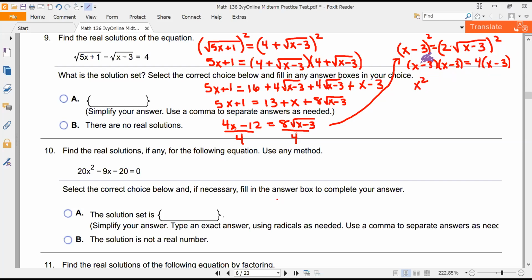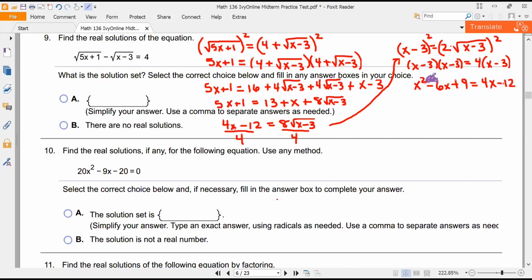So this is x squared minus 3x, and minus 3x would be minus 6x, just because I'm running out of room. Negative 3 times negative 3 is positive 9. 4 times x is 4x. 4 times negative 3 is negative 12.